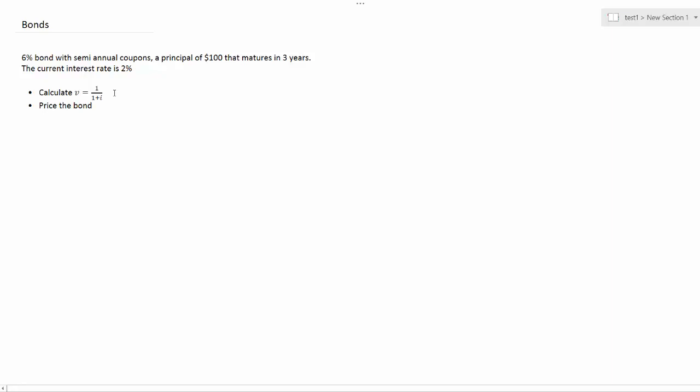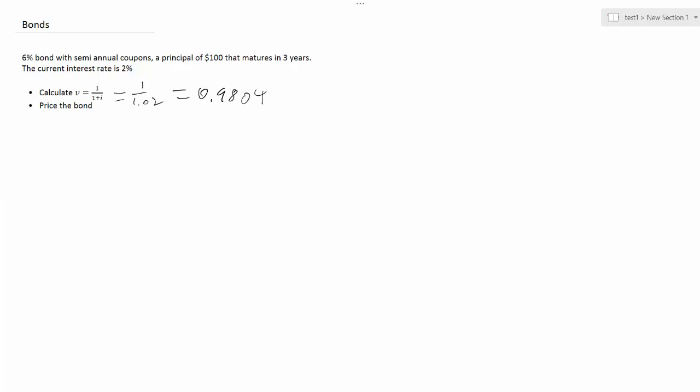Well, with 2%, that's just 1 over 1.02. And our discount factor then is 0.98039 about. So that's what we're going to discount the cash flow.